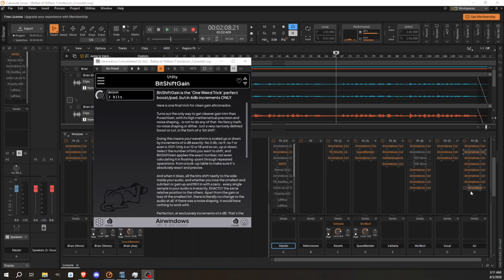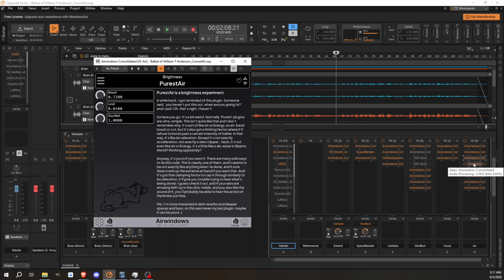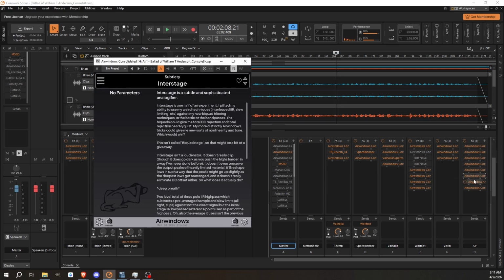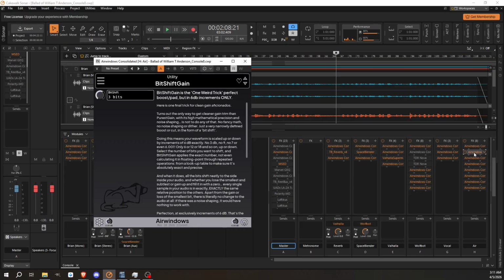There's this thing called the air bus. And before this chain here of Purest Air, Energy, Acceleration, and Interstage, I've got bit shift gain boosting at 3 bits, and at the end, bit shift gain attenuating at 6 bits. It needs to be the other way around. I was slamming this chain and distorting it. So, drag this up here, and drag this down to here.